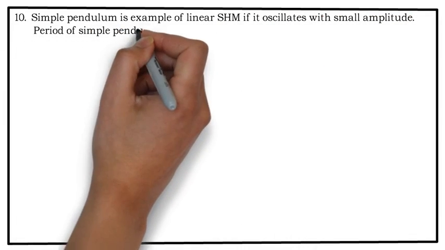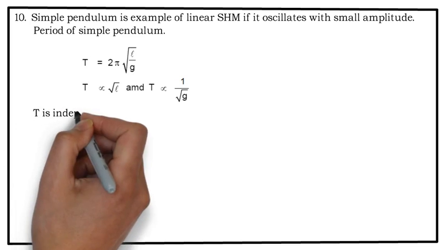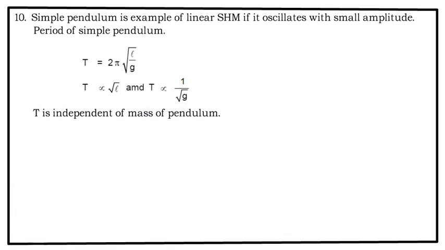Period of simple pendulum is T, which is equal to 2 pi square root of L by g, where T is directly proportional to square root of L if g is constant, and if L is constant, T is inversely proportional to square root of g. T is independent of mass of a pendulum.